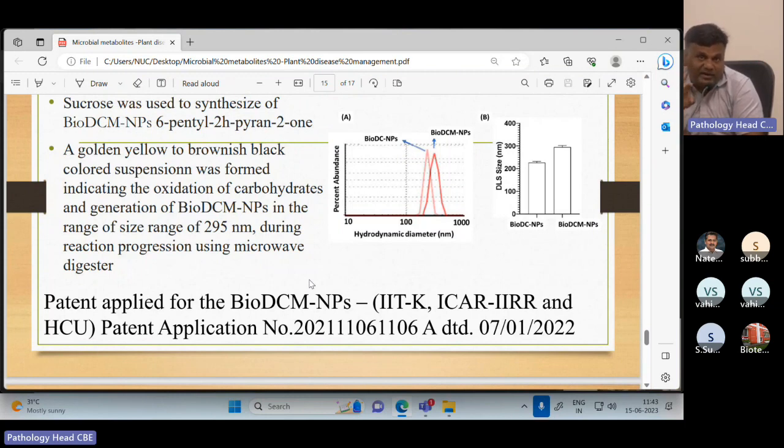The bionanopolymer is made by a microwave digestion process. This total process we did in microwave digestion. It helped the compound withstand even 150 degrees Celsius. So that is how this formulation is protecting our pyrone. This is one way of how we can improve our compounds. So that is what I'm telling.